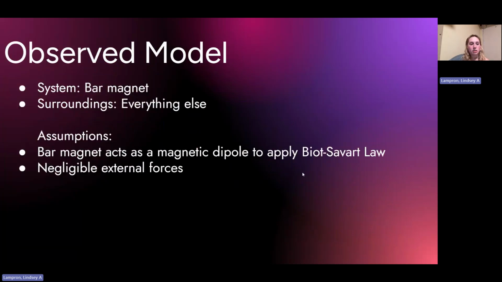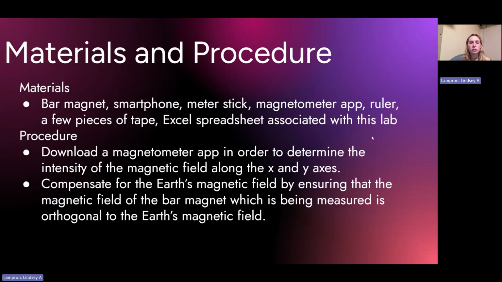The system here is the bar magnet, and the surroundings is everything else. Some assumptions are that the bar magnet acts as a magnetic dipole, so we can apply our Biot-Savart law, and that there are negligible external forces. Materials are the bar magnet, smartphone, meter stick, magnetometer app, ruler, and some tape and an Excel spreadsheet.